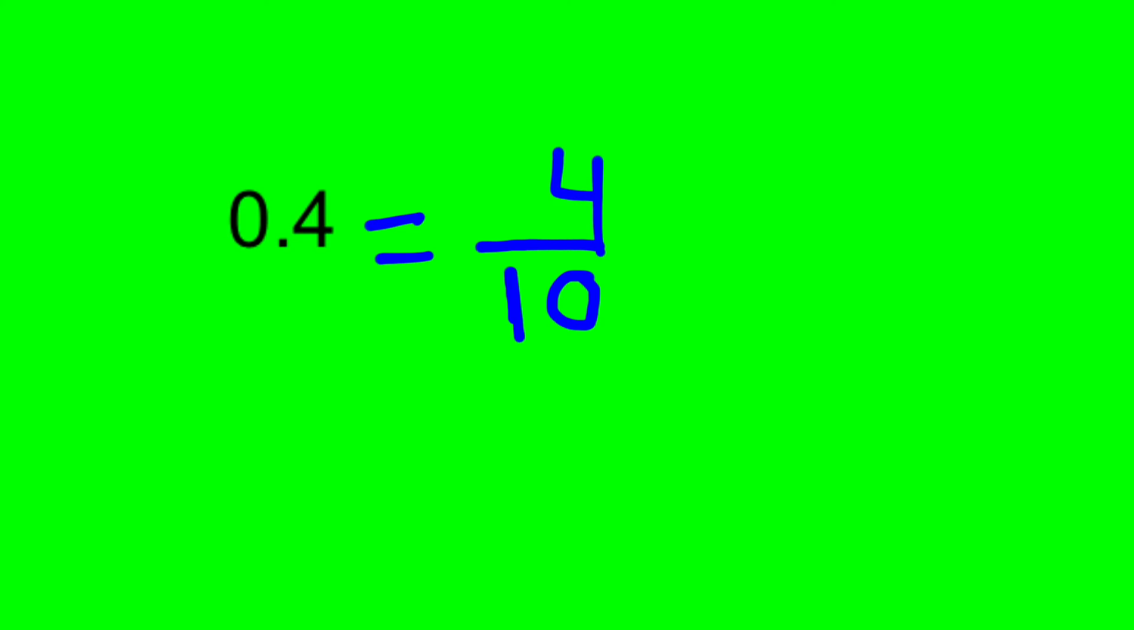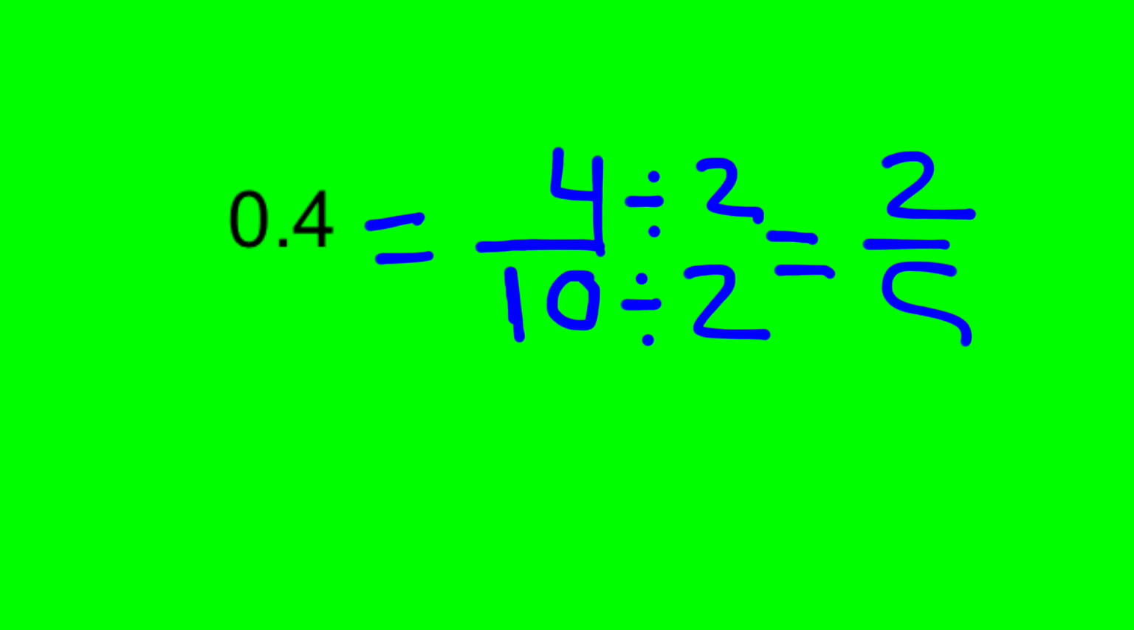Now the goal, the real challenge for the kids, is to try to make this in simplest form. And I do this by dividing by the largest number that will go into 4 and 10. The largest number that will go into 4 and 10 is 2. So in simplest form, 4 divided by 2 is 2, and 10 divided by 2 is 5. The simplest form of this fraction is 2 over 5.